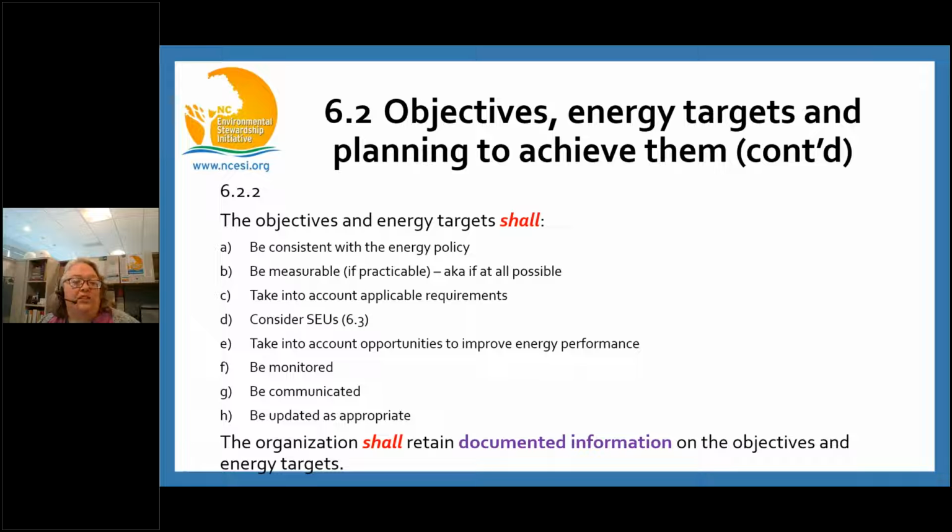The objectives and energy targets shall be consistent with your policy, be measurable if practicable. Practicable means if it's at all possible, not if it's convenient. So you need to make sure that your goals can be measured if at all possible. You need to take into account applicable requirements. You need to consider your SEUs, which is 6.3, and we're going to talk about that in a minute. But an SEU is a significant energy user. Take into account your opportunities to improve your energy performance, be monitored, be communicated, and be updated as appropriate.